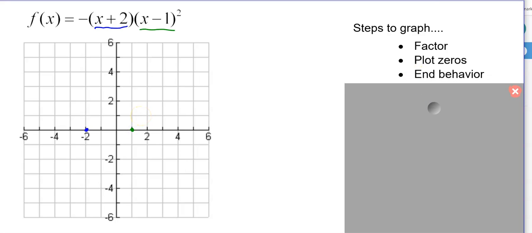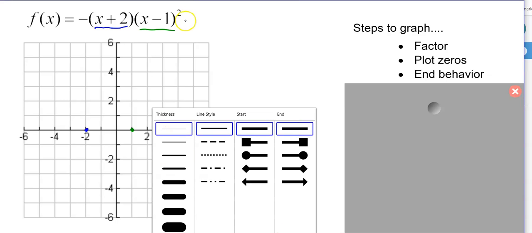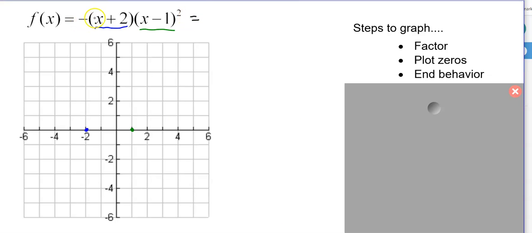Find the end behavior. If you were to FOIL this out, there's a negative in front, so I know this is negative. X times x to the second power would be x to the third power. If that's your first term, the end behavior is odd, so when it's negative and odd, it's up, down. From the leftmost point, it's going up. From the rightmost point, it's going down.